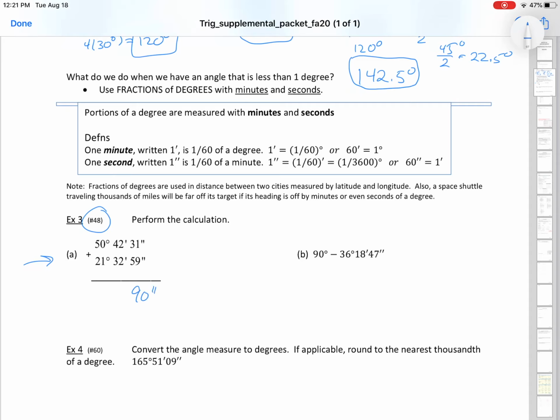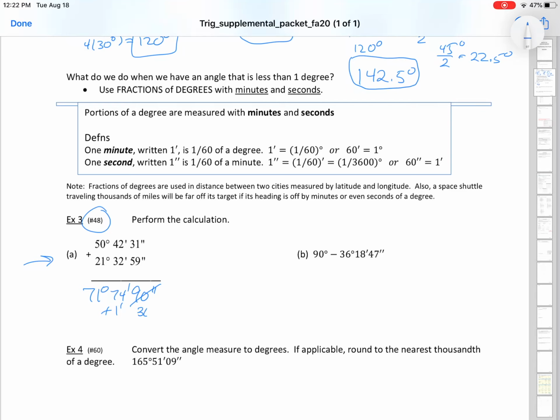And if I look at 42 plus 32, I'm going to get 74 minutes. And if I look at 50 plus 21, I'll get 71 degrees. Now, that's true, but it's not the right answer because we should be looking at the fact that there's 90 seconds. Well, there's 60 seconds in every minute. So I'm going to take away 60 of these and add 1 minute to the 74.